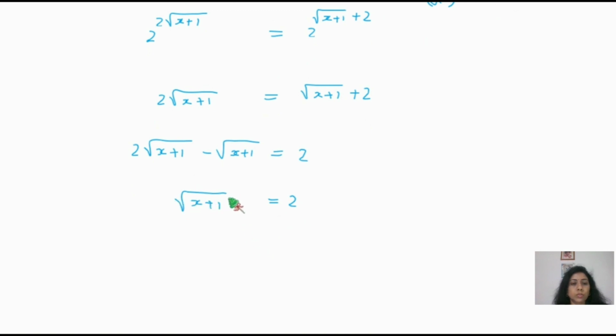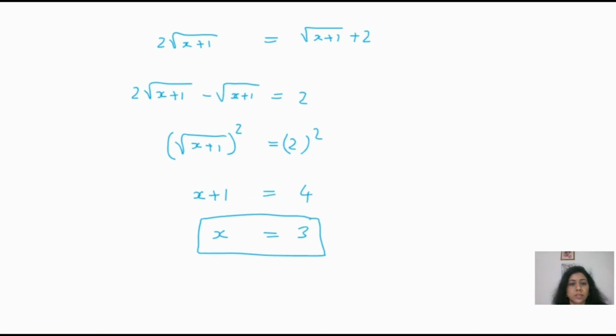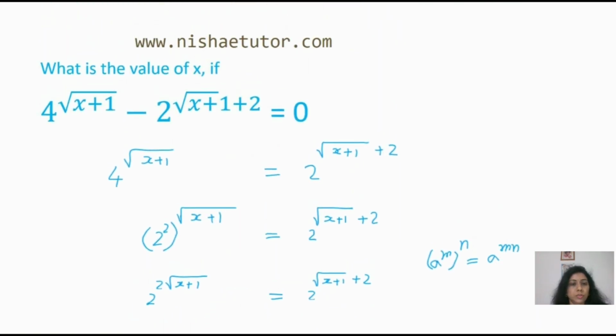Now we don't want a square root, so taking the square on both sides. Square root and square cancel, just x plus 1, and here 2 squared is 4. Now subtracting 1 from both sides, 4 minus 1 is 3, and this is the answer. Very simple question. Just follow these steps, and we can check whether our answer is correct or not.